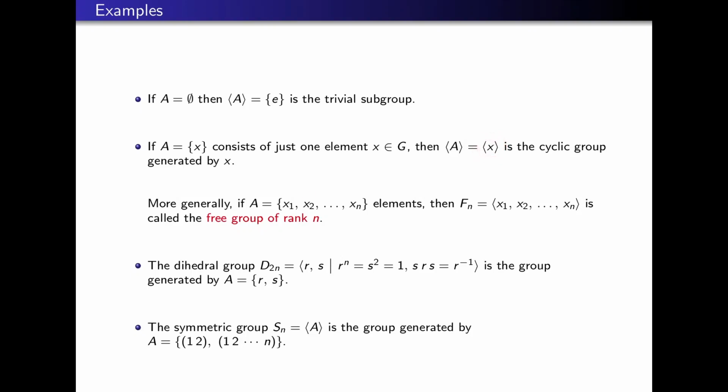And more generally, if we have that A consists of this finite list of elements of G, x1, x2 through xn, then Fn, which we denote to be the group generated by x1, x2 through xn, we call this the free group of rank n. In the case of the dihedral group, which we have as the group generated by R and S, where R to the n is equal to S squared, which is equal to 1, and we also have the second relation, SRS is equal to R inverse. This is the group generated by the set A, which consists of R and S. And in the general setting of the symmetric group, it is always going to be generated by the 2-cycle (1 2) and then the n-cycle (1 2 ... n).